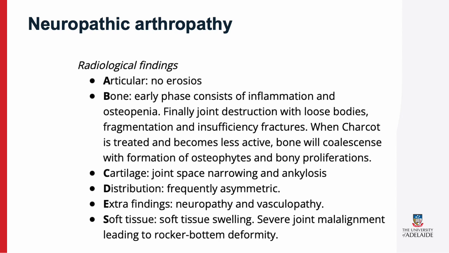So the A, B, C, D, E and S of neuropathic arthropathy. The classic thing: no erosions, but the bone features are the main thing. So destruction, loose bodies, disorganization, increased density, deformity, dislocation. Cartilage: you can get joint space narrowing and ankylosis, so the degenerative type change. Distribution is often asymmetric, and it depends where there is actually no nerve response coming back. Extra findings: you may have vasculopathy, neuropathy, and the underlying cause of the neuropathy. Soft tissue swelling, and deformity is a significant factor.